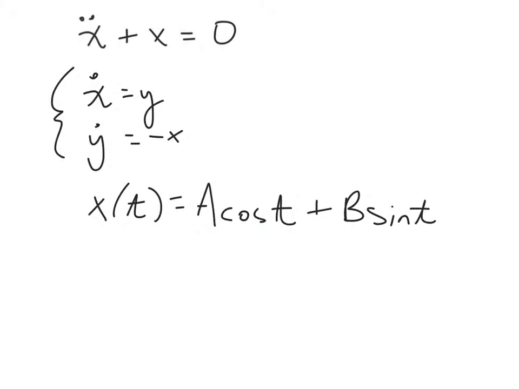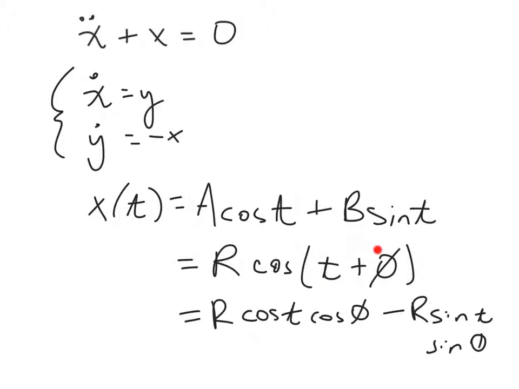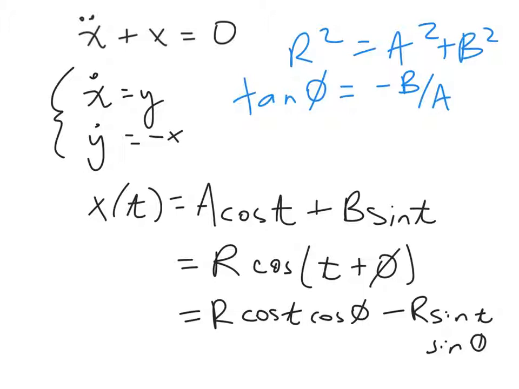And this can also be written in another form. It can be written in the form r cosine of t plus some phase offset phi, and we can use a trig identity to see that this is true. So the expansion of the cosine of t plus phi gives us cosine t cosine phi minus sine t sine phi, and from this we can relate r cosine phi to a and r sine phi to b and solve for r and phi in terms of a, b. Specifically, r squared is a squared plus b squared, and the tangent of phi is negative b over a.